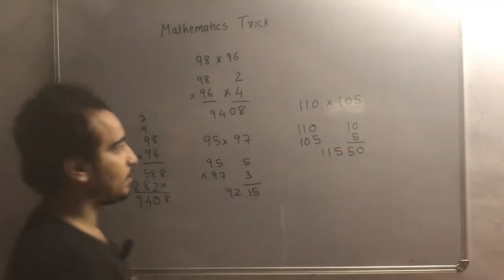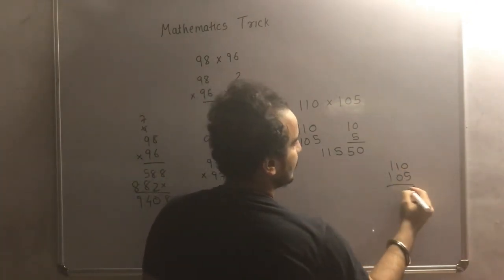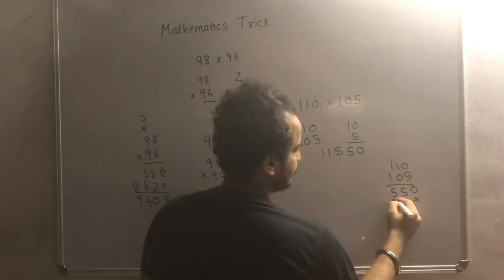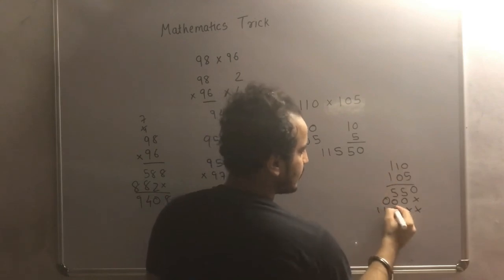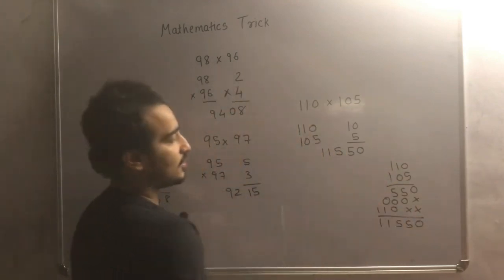We can check by multiplying. 110 into 105. 5 0s are 0, 5 1s are 5, 5 1s are 5. 0 into anything is 0. And 110 into 1 is 110. The answer is the same.